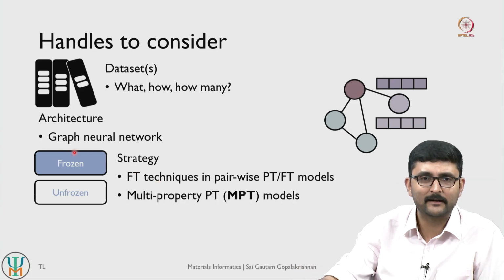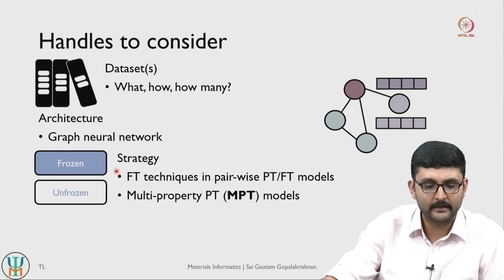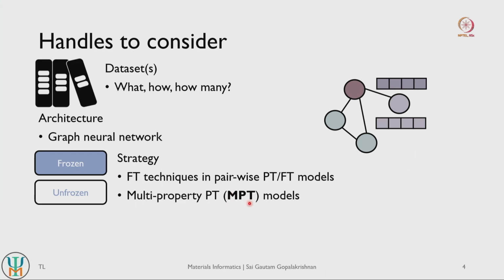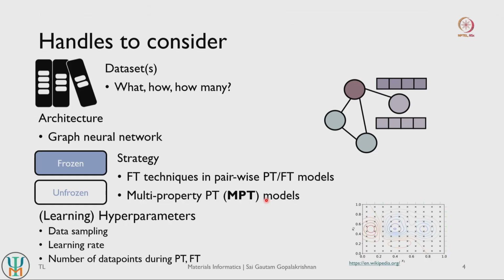So we will also look at what strategies generally work in the field of materials, and we will look at multi-property pre-trained models, probably in the next lecture, and these provide an architecture to create generalizable models. And the final thing we can look at is how do we optimize some of the hyperparameters associated with transfer learning itself, right.